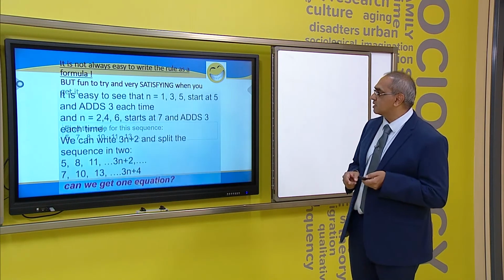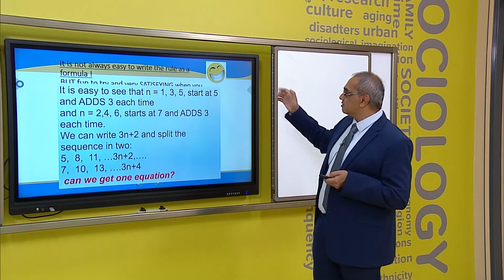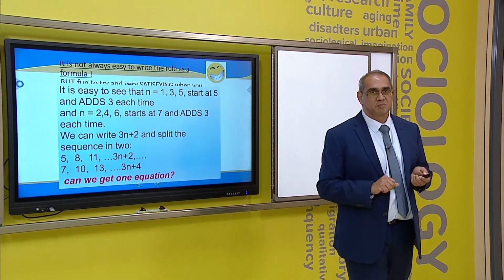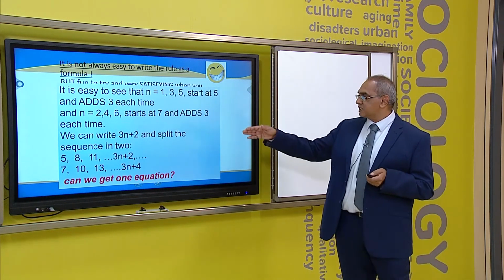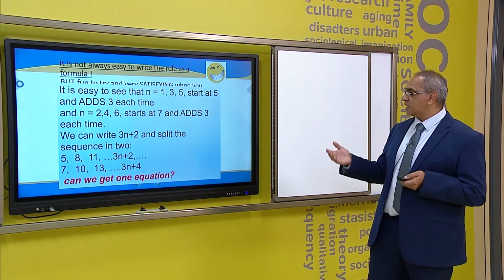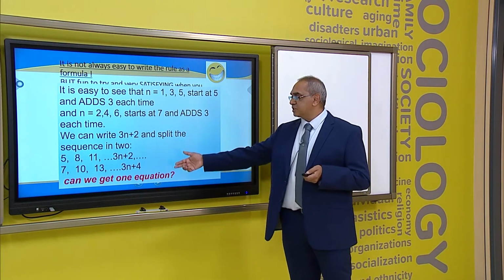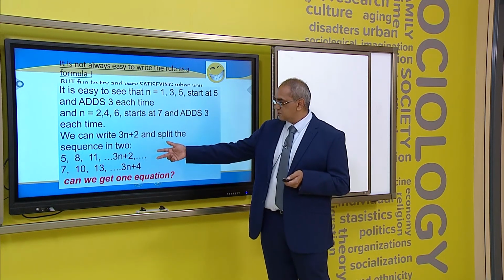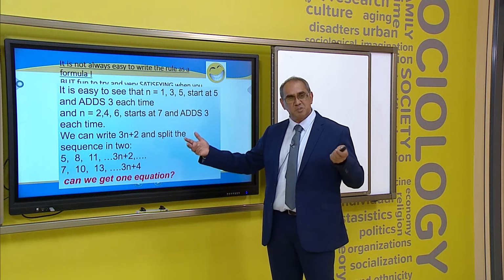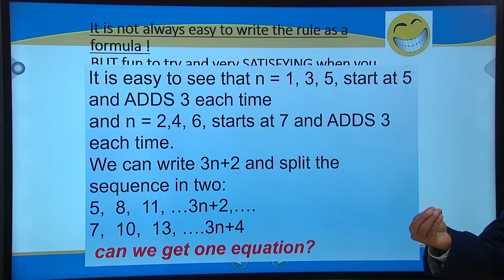So I can try something. I can say, all right, if I take the odd positions, the first, the third, and the fifth term, I can see they give me a formula that looks like this, 3n plus 2. And if I substitute that, I get 7, 10, and 13. And then if I take the even positions, and I do the same thing, then I get the other sequence. So I end up with 2 possible sequences. All right, so I have 2 rules which work, but the problem is, and this is where mathematicians are also, they're crazy people. They want one formula for everything, okay?